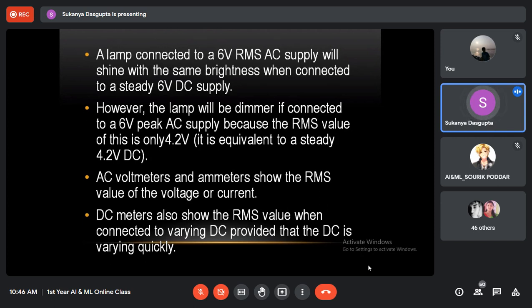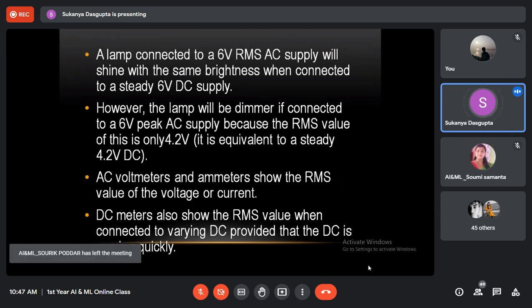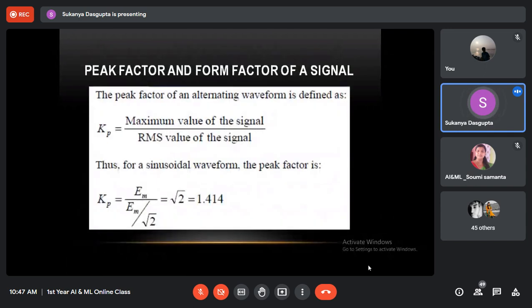Now all the AC voltmeters and ammeters show the RMS value of the voltage or current. This is to be noted, a very important point. All the voltmeters and ammeters show the RMS value, and DC meters can also show the RMS value, but in that case, DC must be varying for a short period of time at least. If DC is varying by some means for a short period of time, then the DC meter can show the RMS value. Otherwise, all voltmeters and ammeters will show the RMS value of an AC quantity.